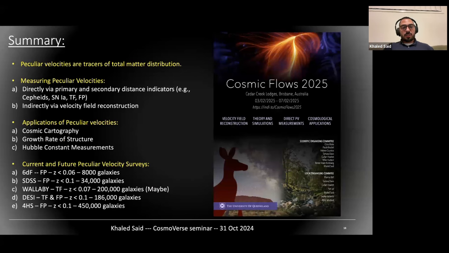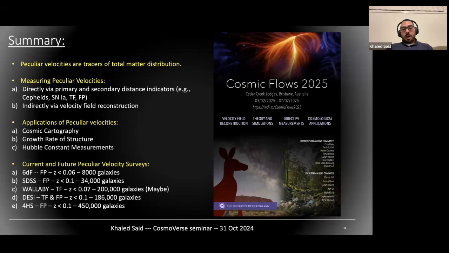Okay, just to summarize, peculiar velocities are good. They are a tracer of the total matter instead of the galaxies. Galaxies are only a biased tracer of the luminous matter, but peculiar velocity is an unbiased tracer because we can trace luminous and dark matter as well. You can measure peculiar velocity using distance indicators like Cepheids, type Ia supernovae, Tully-Fisher, fundamental plane, or you can use them indirectly using velocity field reconstruction.